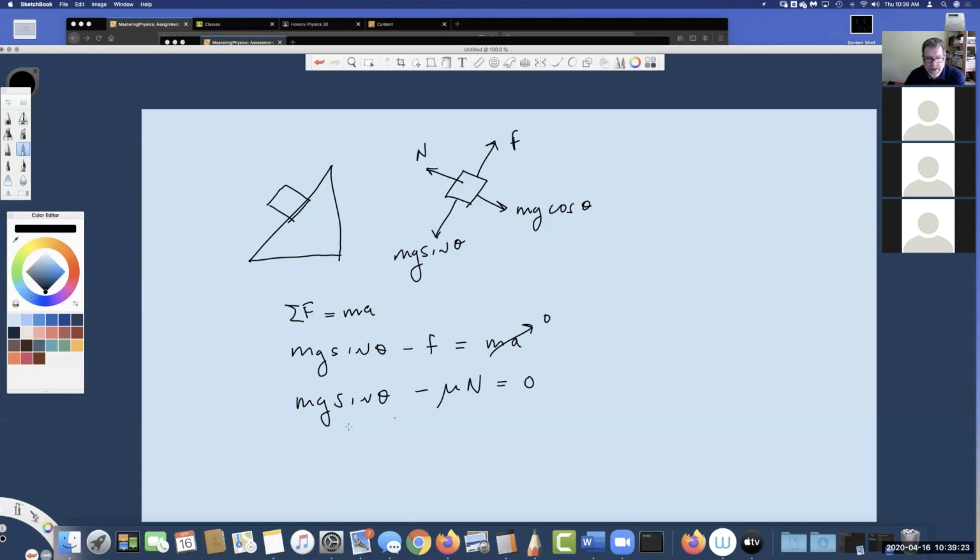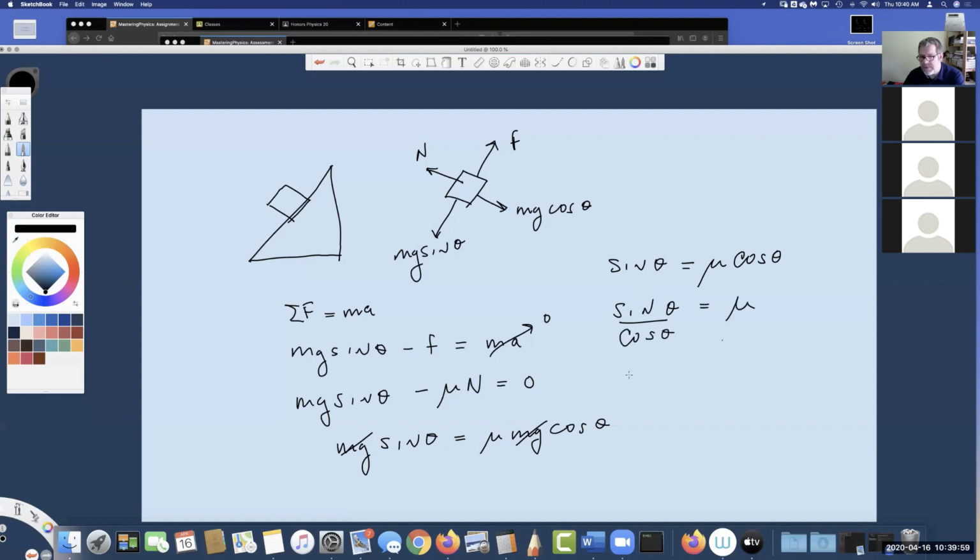Well, the normal force is equal to mg cosine theta. So I'll just take this bit and add it over to the other side of the equation. mg sine theta is equal to mu mg cosine theta, because that's what the normal force is equal to. The mg's cancel, and what I get is that the sine of theta is equal to mu times the cosine of theta. Divide both sides by the cosine of theta, then sine of theta divided by cosine theta is equal to mu.